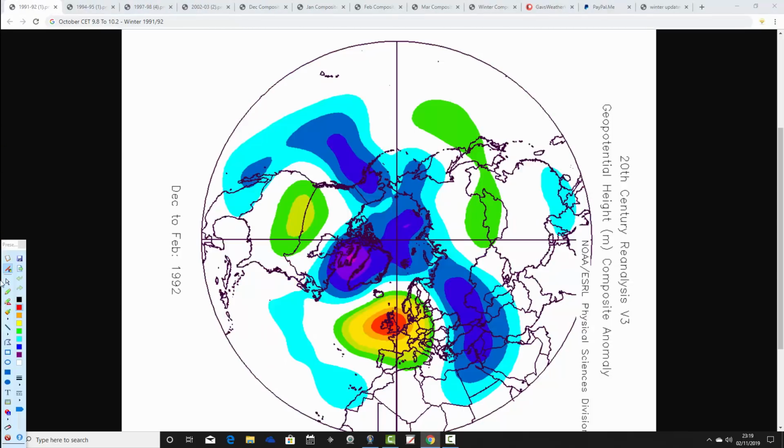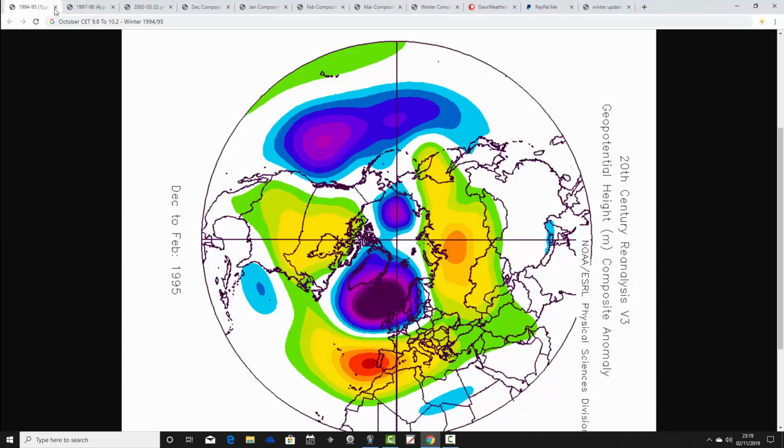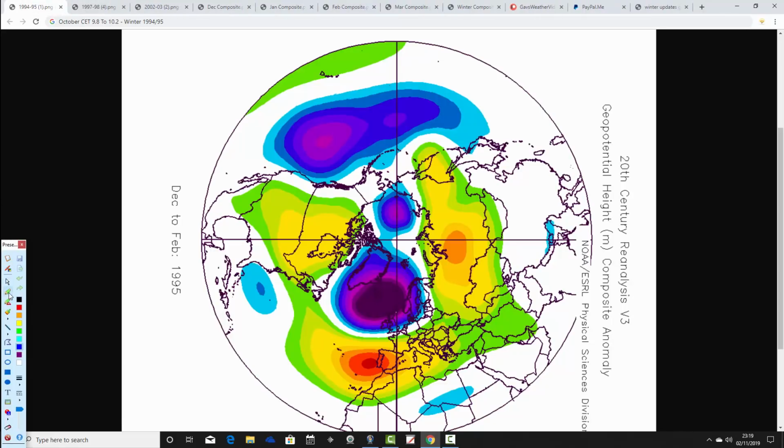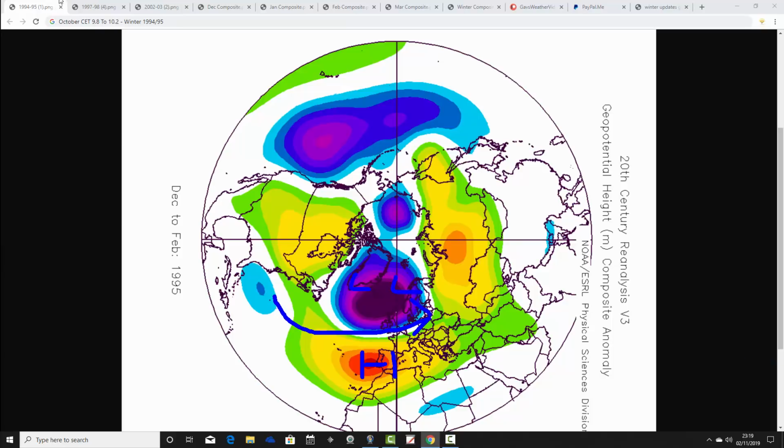91, 92 is an incredibly dull winter. It has high pressure over the top of the UK through virtually the whole of the winter. It's dry, but it's very, very dull and just a really boring winter, that one. 91, 92, that is one to forget. 94, 95 is a mild, wet and windy winter with low pressure to the north and high pressure to the south. We bring in those westerly winds.